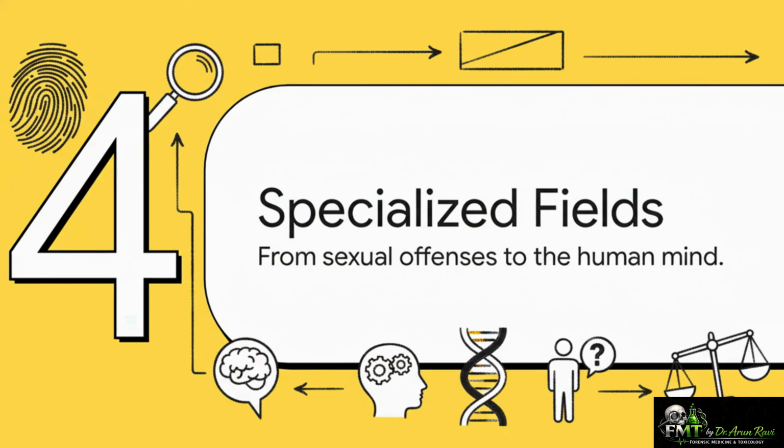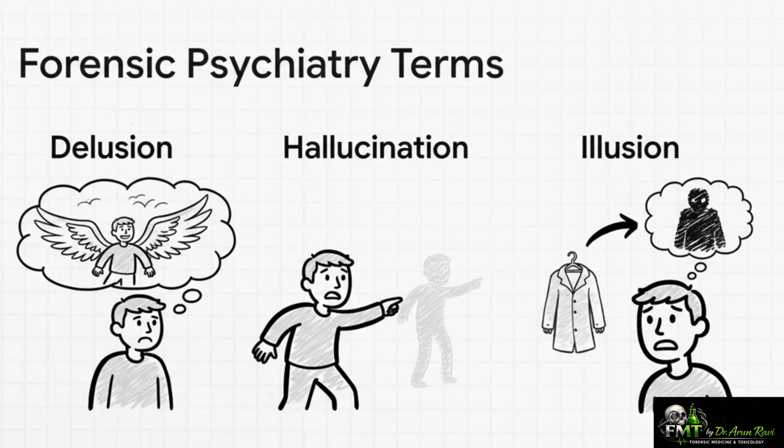All right, now we're going to venture into some of the more specialized areas of forensics. These are complex, often sensitive topics where getting the terminology exactly right is absolutely crucial. So, forensic psychiatry is all about applying the science of the mind to legal issues. And here, the details really matter. A delusion is a false belief someone holds on to, no matter the evidence. A hallucination is when you see or hear something that isn't there at all.